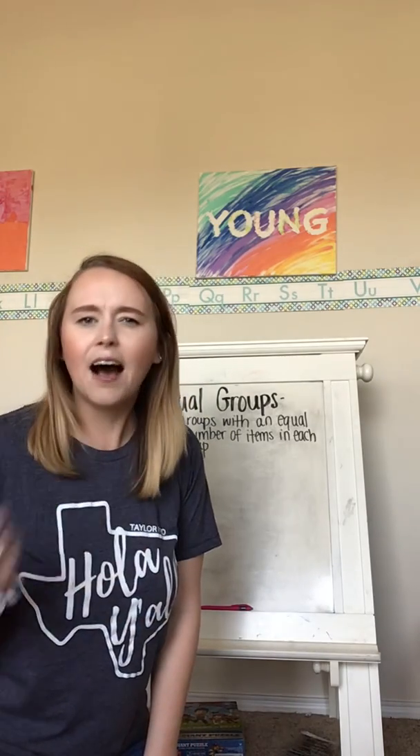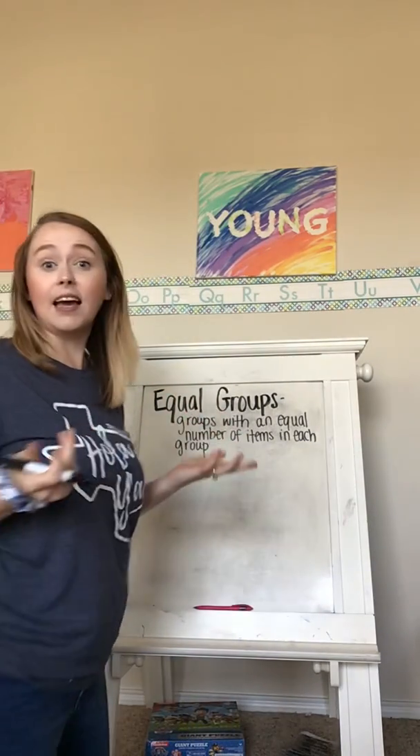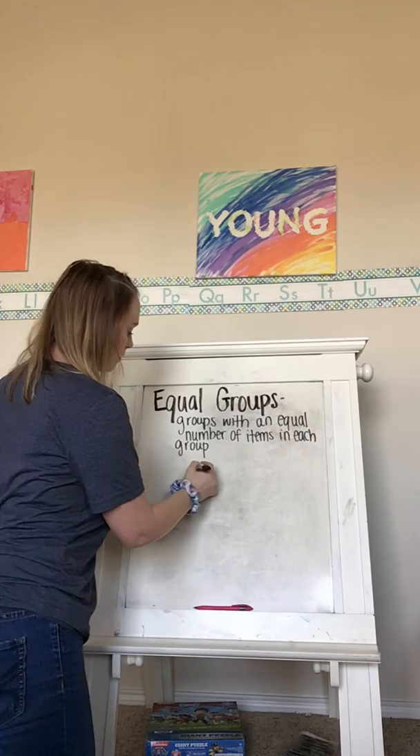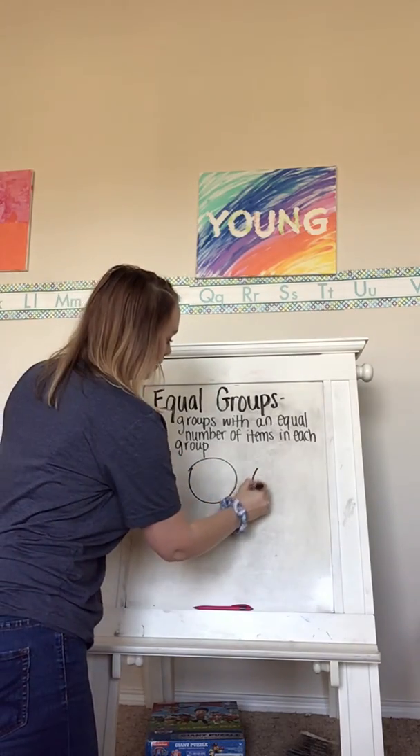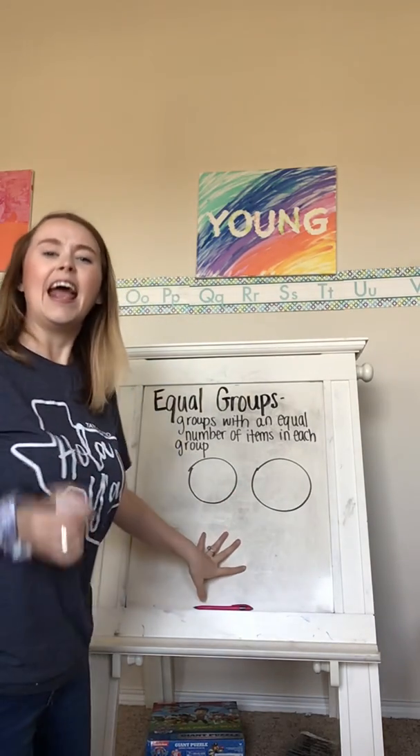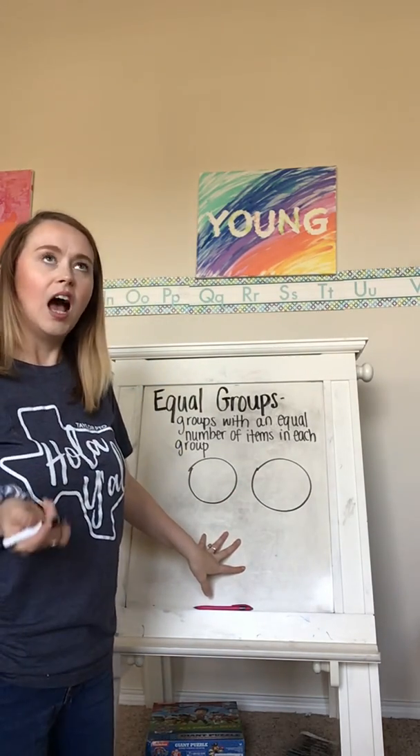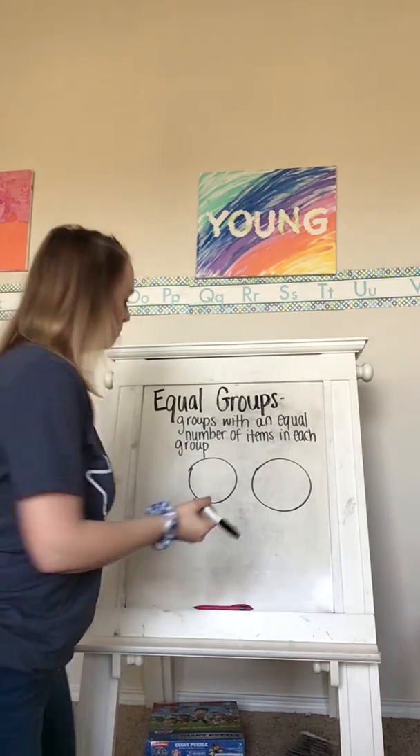Okay, so we're going to take a look at that, and we're going to see how does that pertain to multiplication. How can equal groups help us multiply? Okay, well first, Miss Young is going to draw 2 groups. I'm going to use circles. Okay, here are my 2 groups. And in my 2 groups, I want 3 stars in each group.